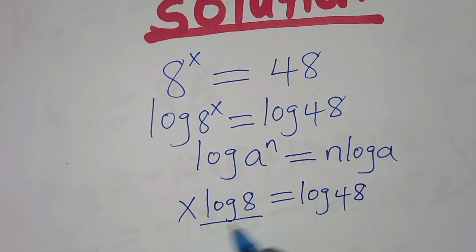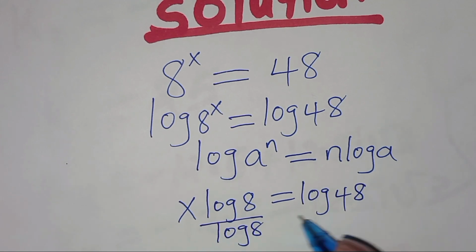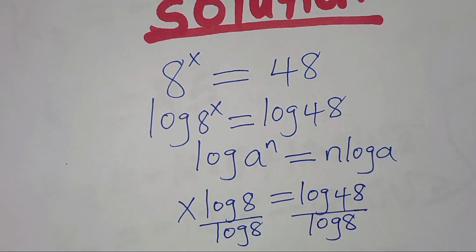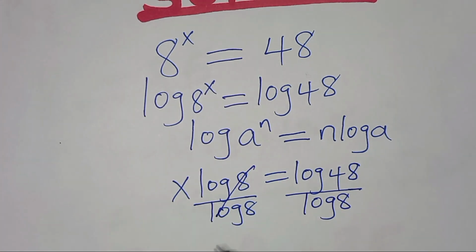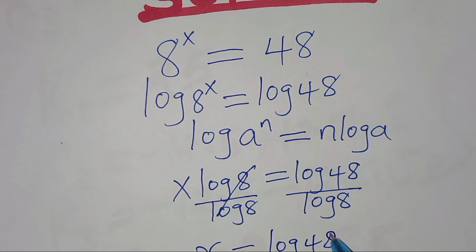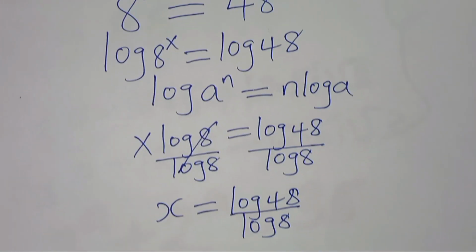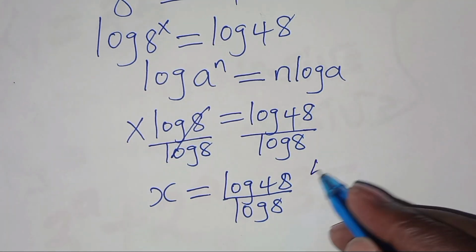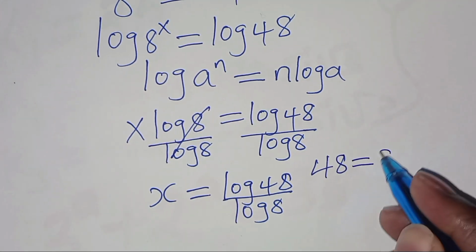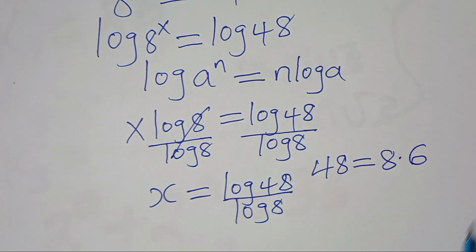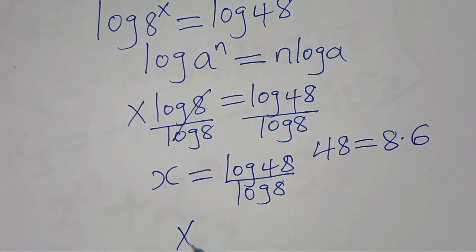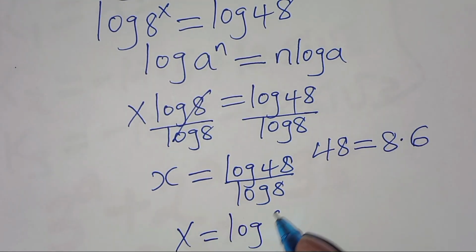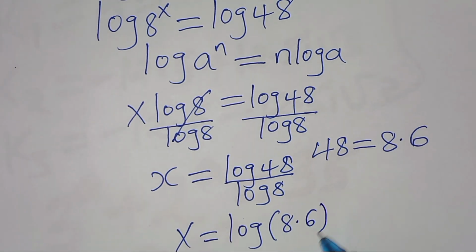So let's divide both sides by log 8, so that now we simplify here. So here we'll have x equal to log 48 divided by log 8. The next step from here, let's express 48 basically as 8 multiplied by 6. So here we'll have x equal to log of 8 multiplied by 6, all divided by log 8.